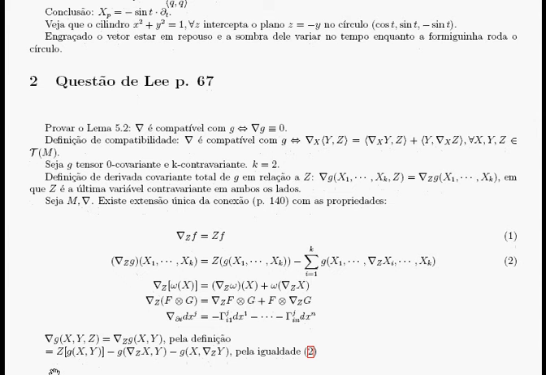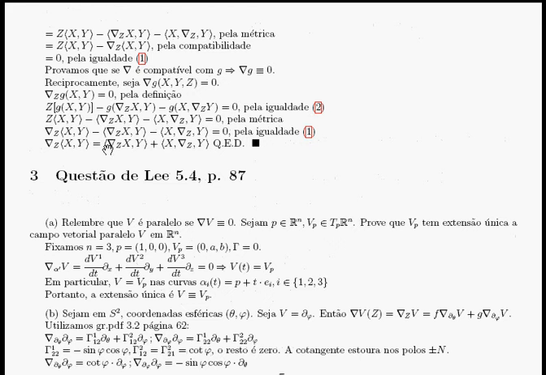Who is the connection of g over z? It is z applied to g minus g applied to nabla z x minus g of x, nabla z of y, over z by the equality 2. So I have explained it. We have z g. We have nablas over 1 to n. The sum is over 1 to 2, 1 and 2.